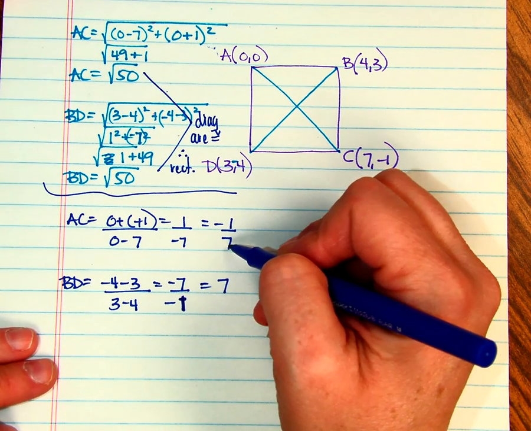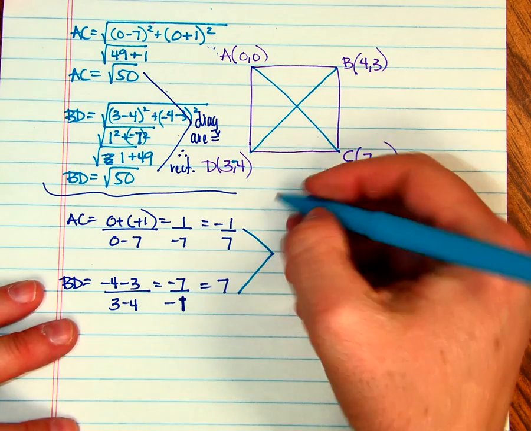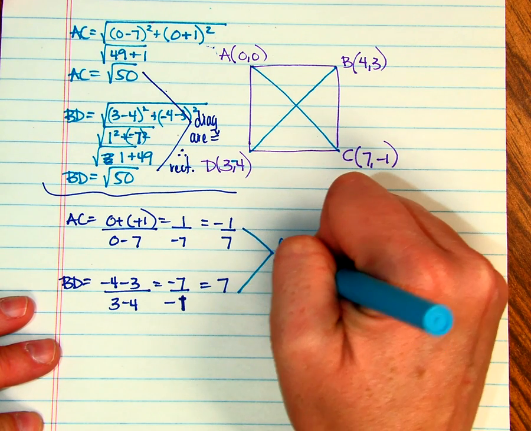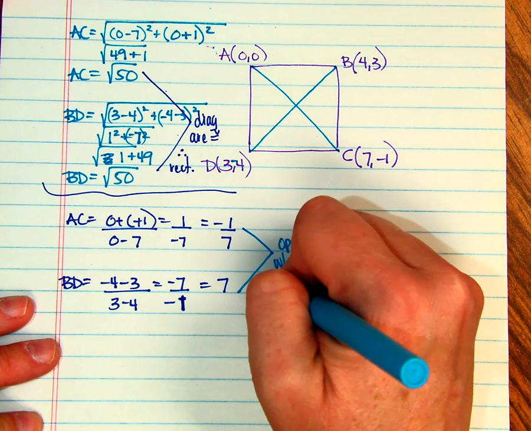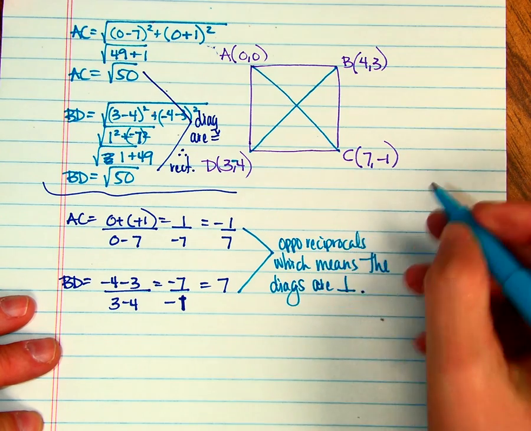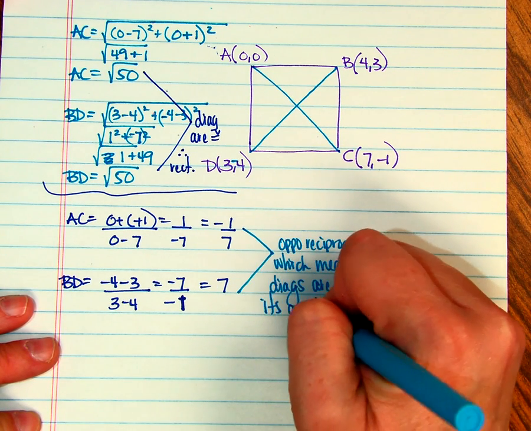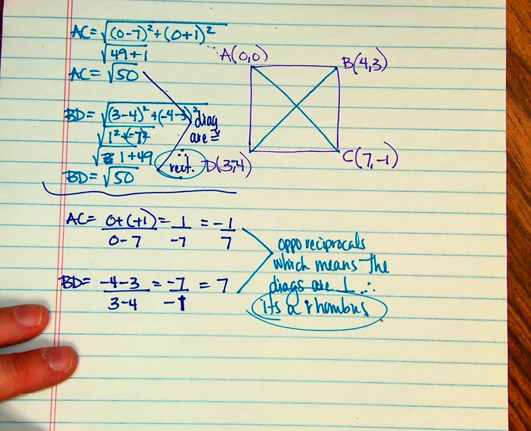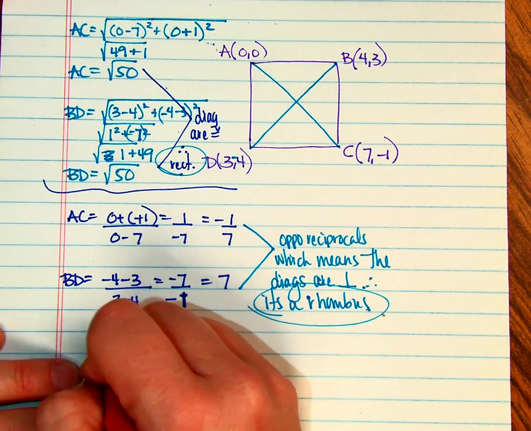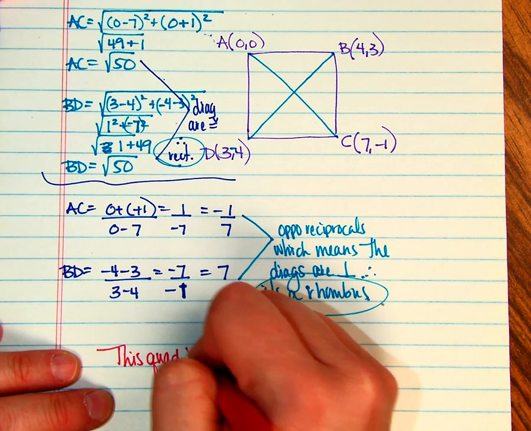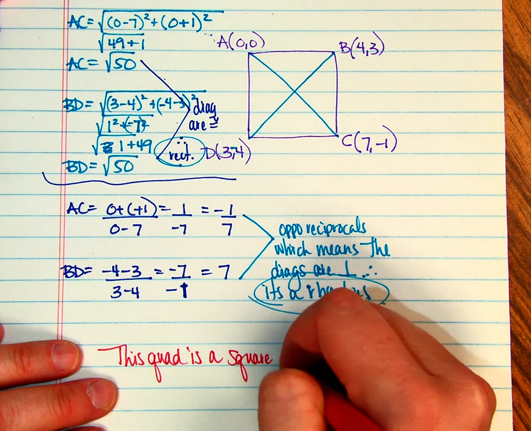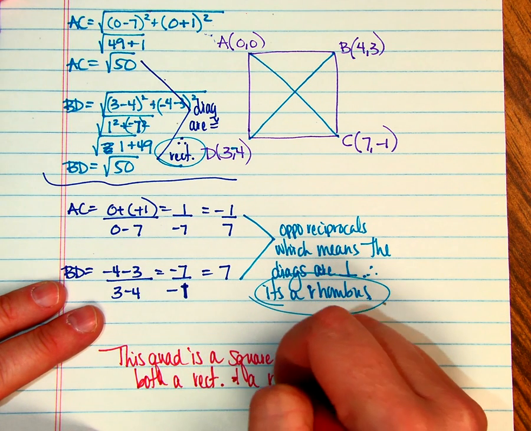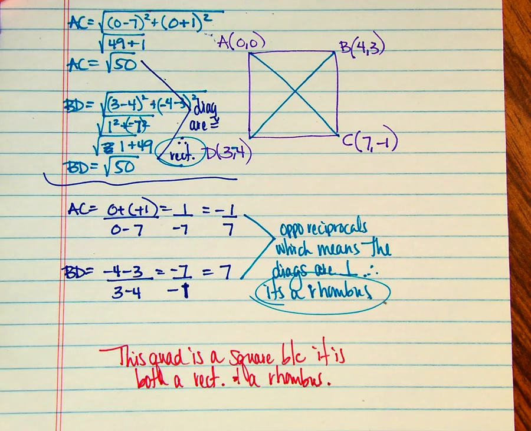So if I have a negative 1/7 and a positive 7, that means that these are opposite reciprocals, which means the diagonals are perpendicular. Therefore, it's a rhombus. So I've proven that this figure is a rectangle, and I've proven that it's a rhombus. So now I can state this quadrilateral is a square because it is both a rectangle and a rhombus.